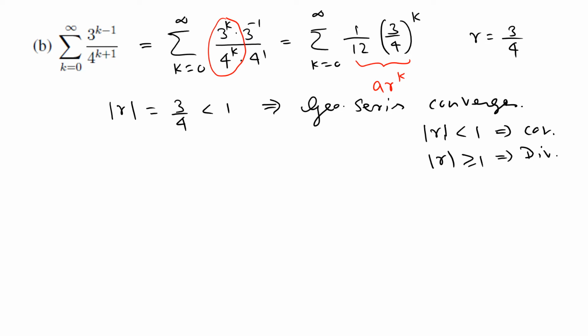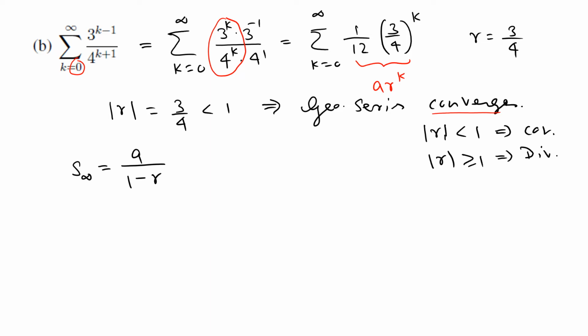That means we can find the sum now. The sum, which we normally call S infinity, is a over 1 minus r, where a is the first term. So how do we get the first term? You plug in the first index value. The index value is k equals 0, so if you plug in k equals 0, you get the first term, which is 1 over 12.